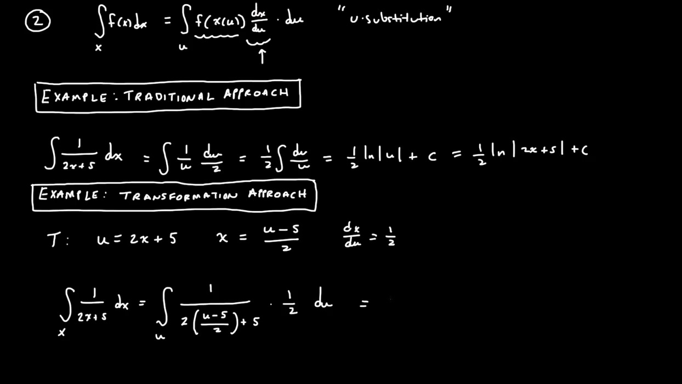And if we work that out, it comes out to be the same. 1/2 the integral over u, 1 over u du, which is exactly what we did earlier. And of course, that's 1/2 natural log absolute value of u plus c, which is 1/2 natural log of 2x plus 5 plus c. That's leaving the bounds indefinite.